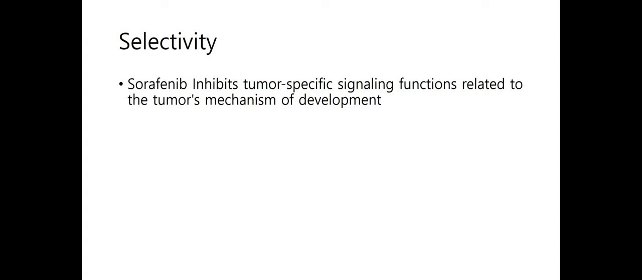Then how does the sorafenib mechanism work on tumor cells, not normal cells? Because sorafenib inhibits tumor-specific signaling functions related to the tumor's mechanism of development. Cancer treatment usually aims at, one, tumor-specific molecules, and two, tumor-specific signaling functions related to the tumor's mechanism of development.